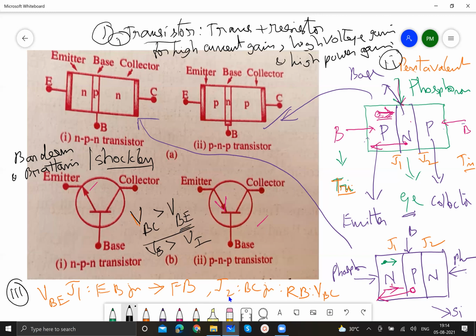One more point is there in these circuit symbols. Already we have given the circuit symbols. So these two are the circuit symbols. How they are shown in the circuit, this is how we show them. Noted, good. All points are simple and important.